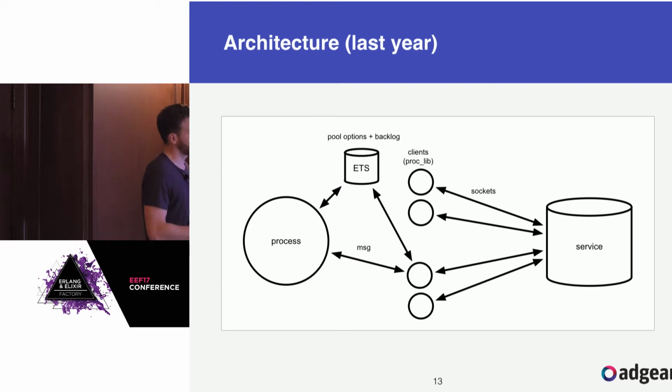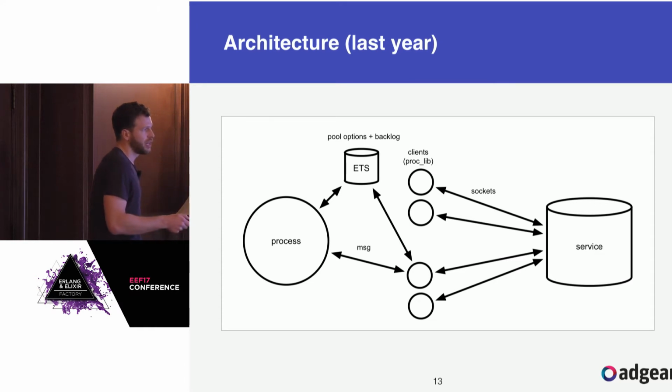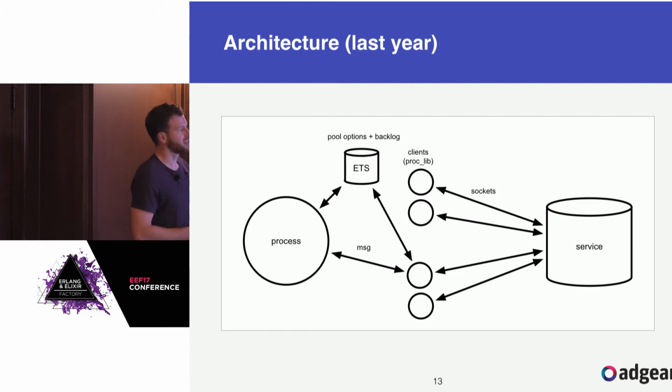So when it does send the request, it's a message sent to a client. These clients, I'll show you a little bit later how it's implemented and how we implemented it in Buoy. These clients are just small servers using proclib so that they can be supervised. And finally, they just send messages via sockets to a service. So that was last year.